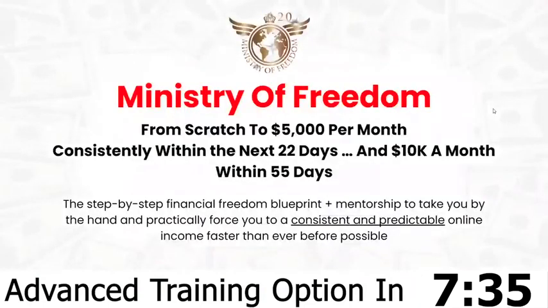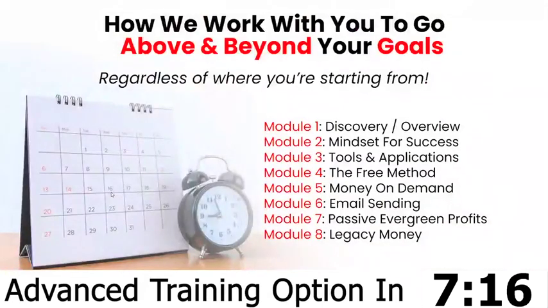So Ministry of Freedom is the from scratch to $5,000 per month consistently within the next 22 days and $10,000 a month within the next 55 days or less. This is the step-by-step financial blueprint plus mentorship to take you by the hand and practically force you to a consistent and predictable online income faster than ever before possible. And here's how we work with you to go above and beyond your goals, regardless of where you're starting from.